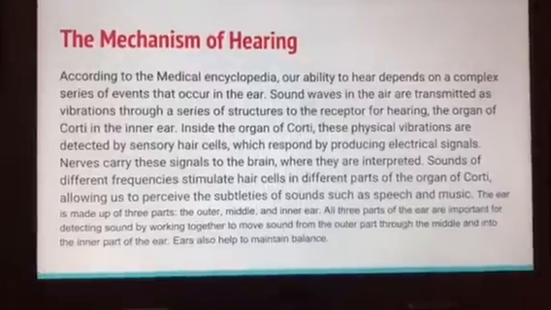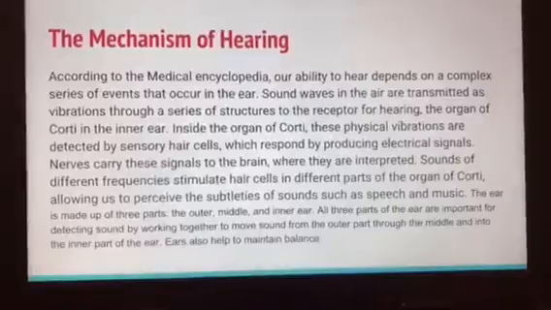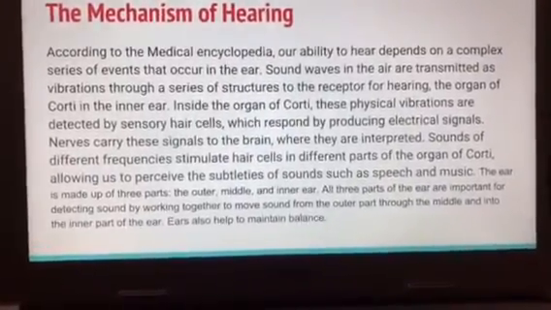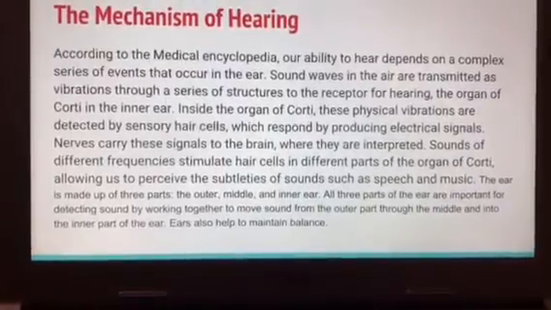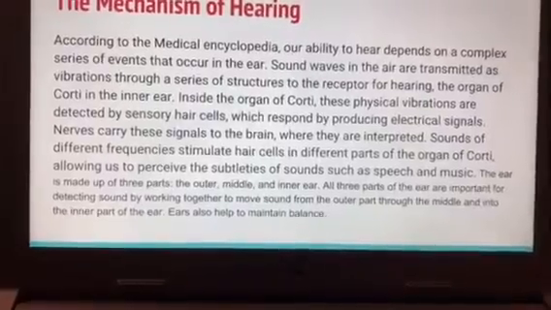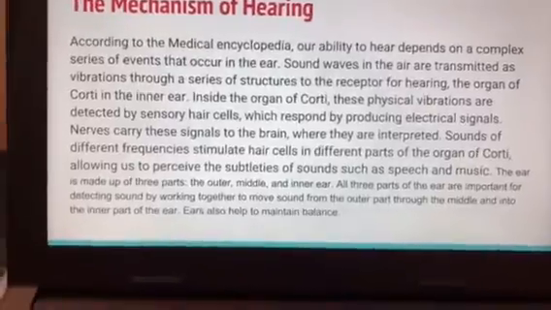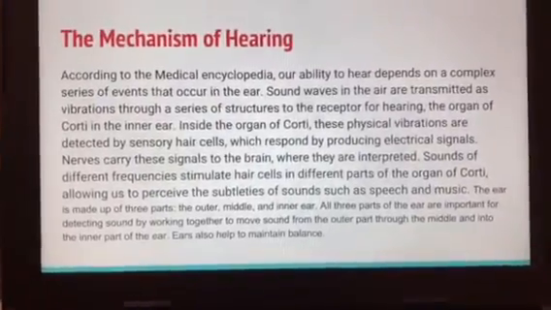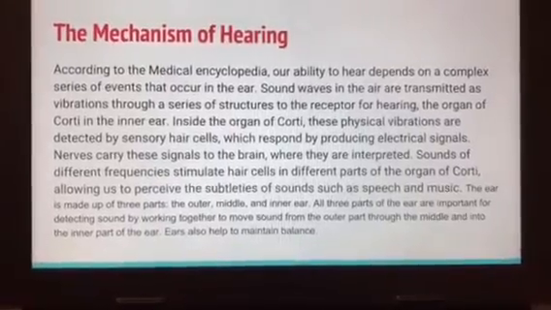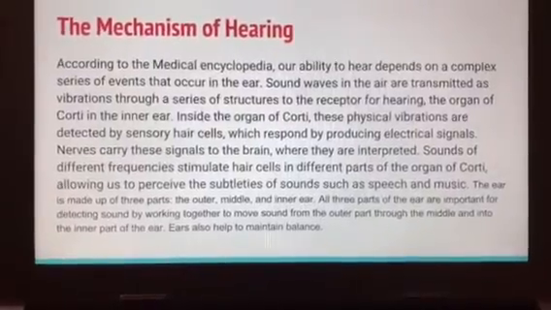According to the Medical Encyclopedia, our ability to hear depends on a complex series of events that occur in the ear. Sound waves in the air are transmitted as vibrations through a series of structures with receptors for hearing, the organ of Corti in the inner ear. Inside the organ of Corti, these physical vibrations are detected by sensory hair cells, which respond by producing electrical signals. Nerves carry these signals to the brain where they are interpreted. Sounds of different frequencies stimulate hair cells in different parts of the organ of Corti, allowing us to perceive the subtleties of sound such as speech and music.